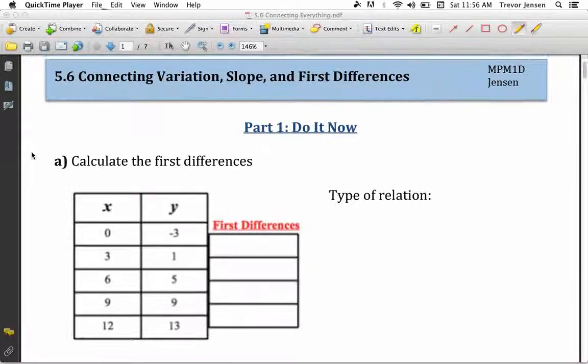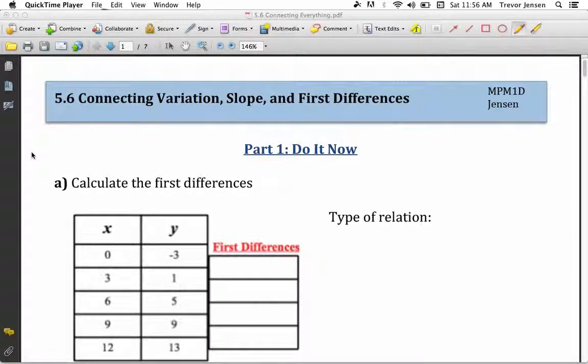Okay, here's the last lesson for chapter 5. In this chapter, we've been looking at linear relations. This section, section 5.6, we're going to try and connect variation, slope, and first differences. So we're pretty much going to try and connect everything we've done throughout this chapter in this one lesson.